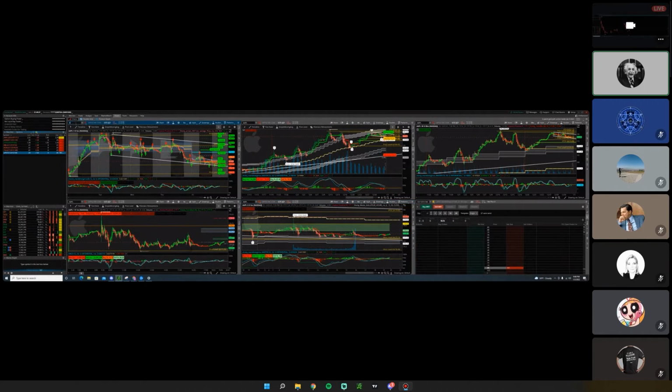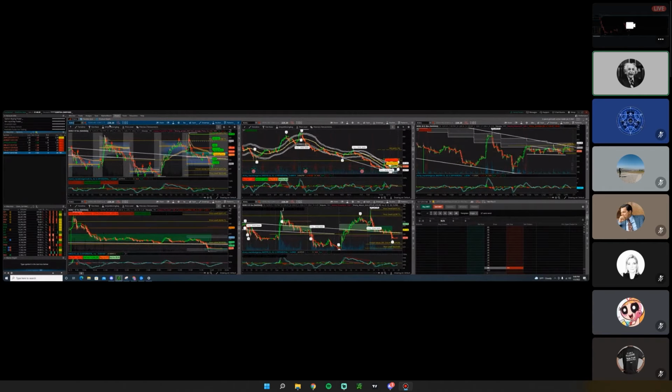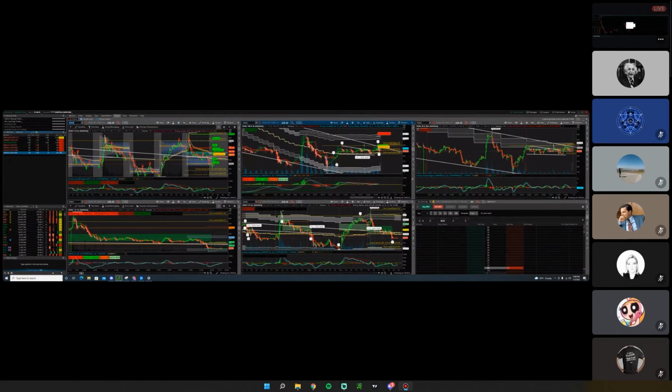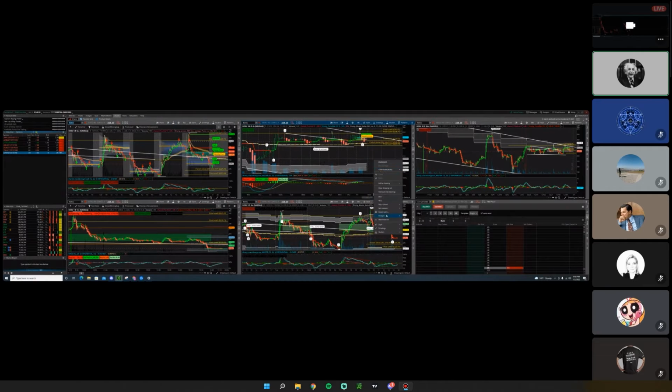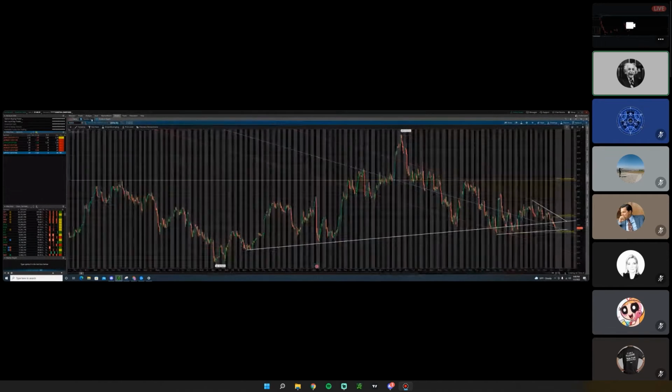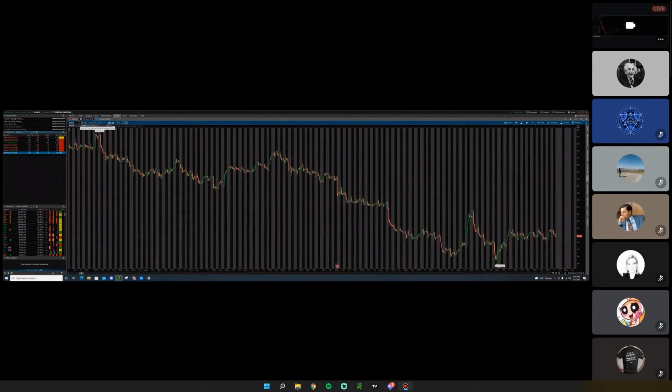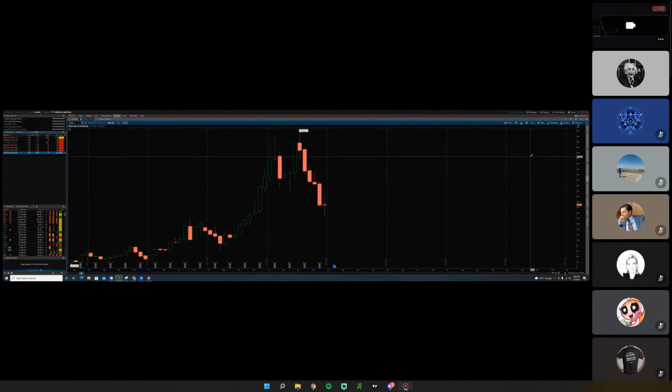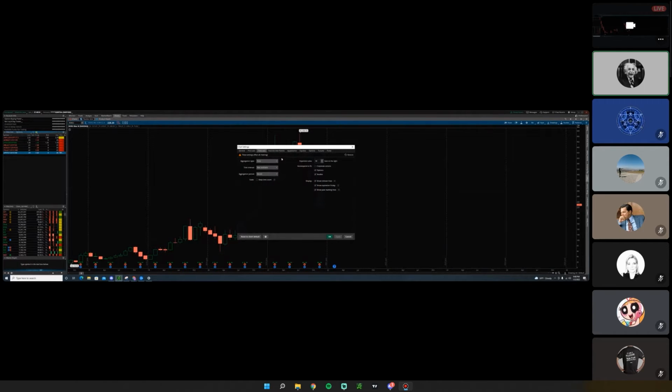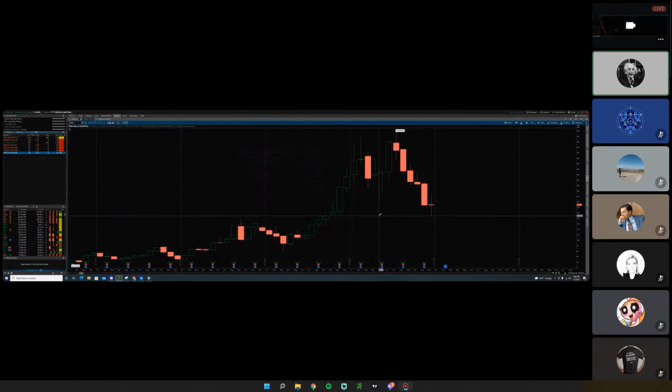Roku, yeah, Roku's been easy to play. Maybe I should remove all of this. Let me just go naked first on Roku. So here's the monthly chart on Roku, and I usually like to look at the monthlies on some of these stocks that have been beat up, just to understand what's going on and where they closed.